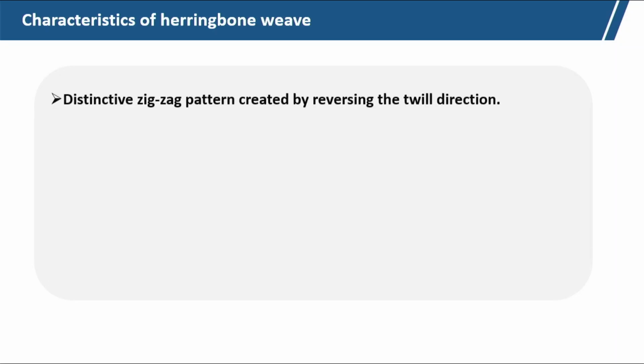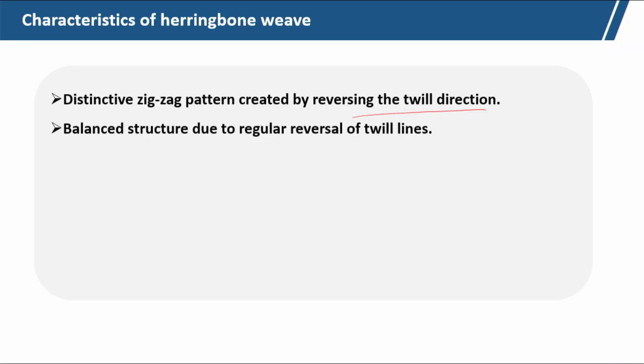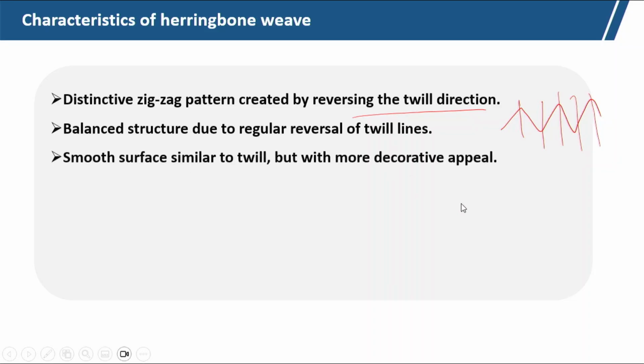The characteristic is that it is characterized by the zigzag line, the distinctive zigzag pattern created by the reversing of twist direction, which is a balanced structure due to the regular reversal. So, it is a balanced structure, so exactly the same number of warp after warp or weft, this twill line will get a reversal, smooth surface similar to twill, but with a more decorative appearance.